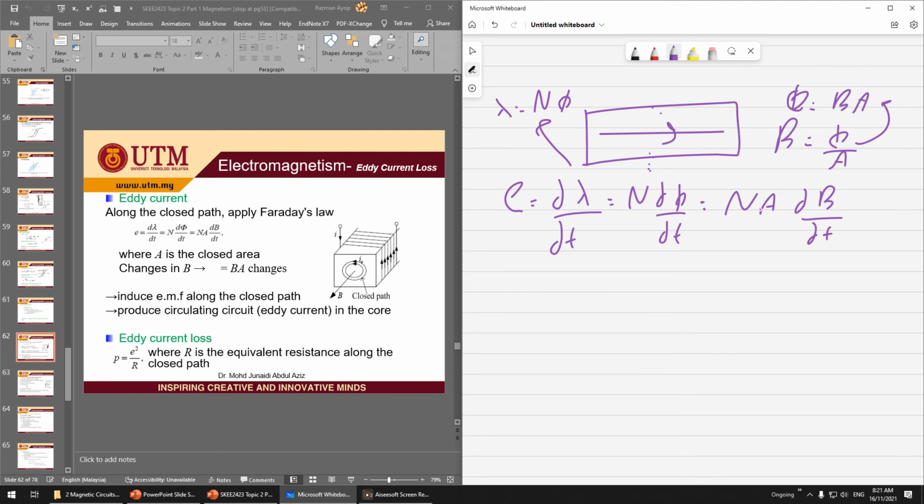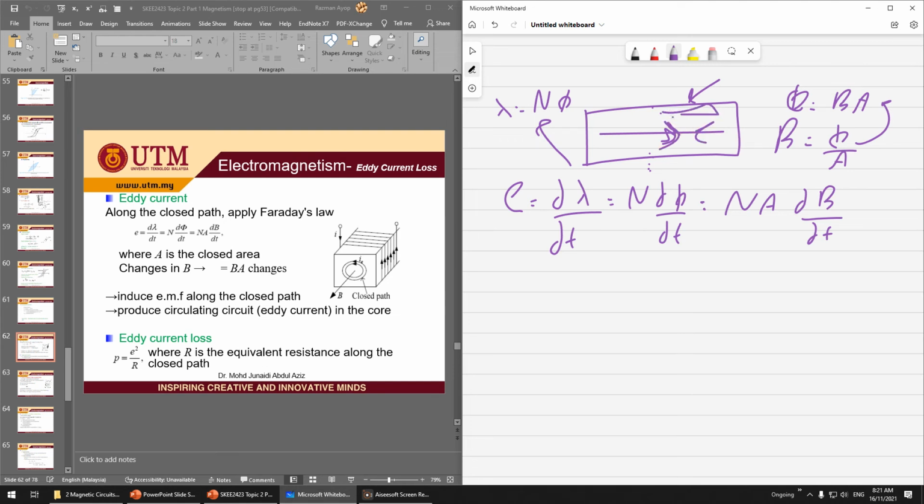Remember, for this case you need to make sure that the flux is changing. If you use DC, this will not apply because there is no flux change in the circuit. If DC, the flux is only one way, but for AC, it can go here and go here.